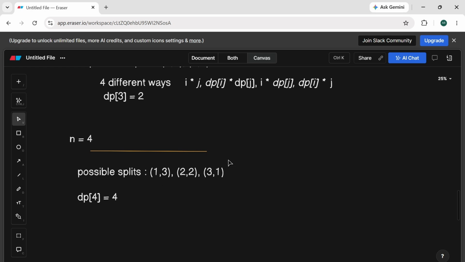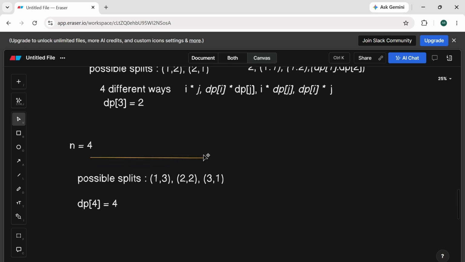For this, there are three possible splits. And again, you don't need to traverse the entire split. If you just traverse till the half of the row, then it is enough, because after the middle point you are repeating yourself, right? So we don't need to do that. Now you will understand it better.